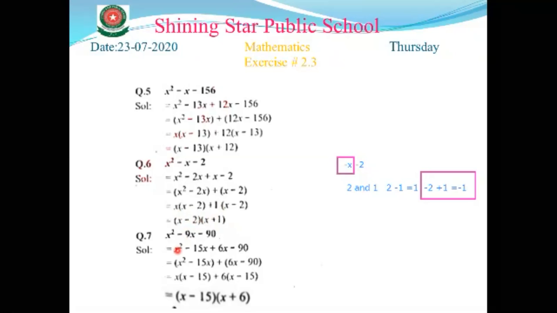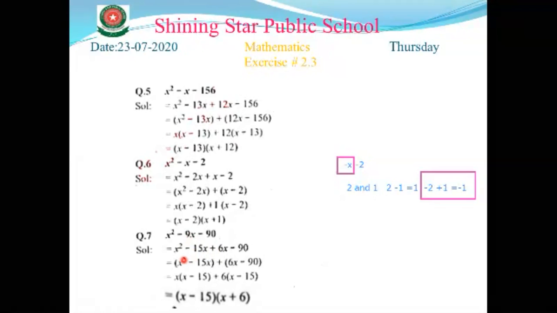Question number 7, x square minus 9x minus 90. Again, we have to find two numbers. If we multiply them, we must get 90. So numbers are 15 and 6. If we multiply 15 with 6, we get 90. Now, which sign we write with 15? 9 have minus sign. So with greater value, we must write minus. Now, with 6, if we write minus, so minus 15 and minus 6 is minus 21. But that's why we write here plus. Minus 15 plus 6 is minus 9.